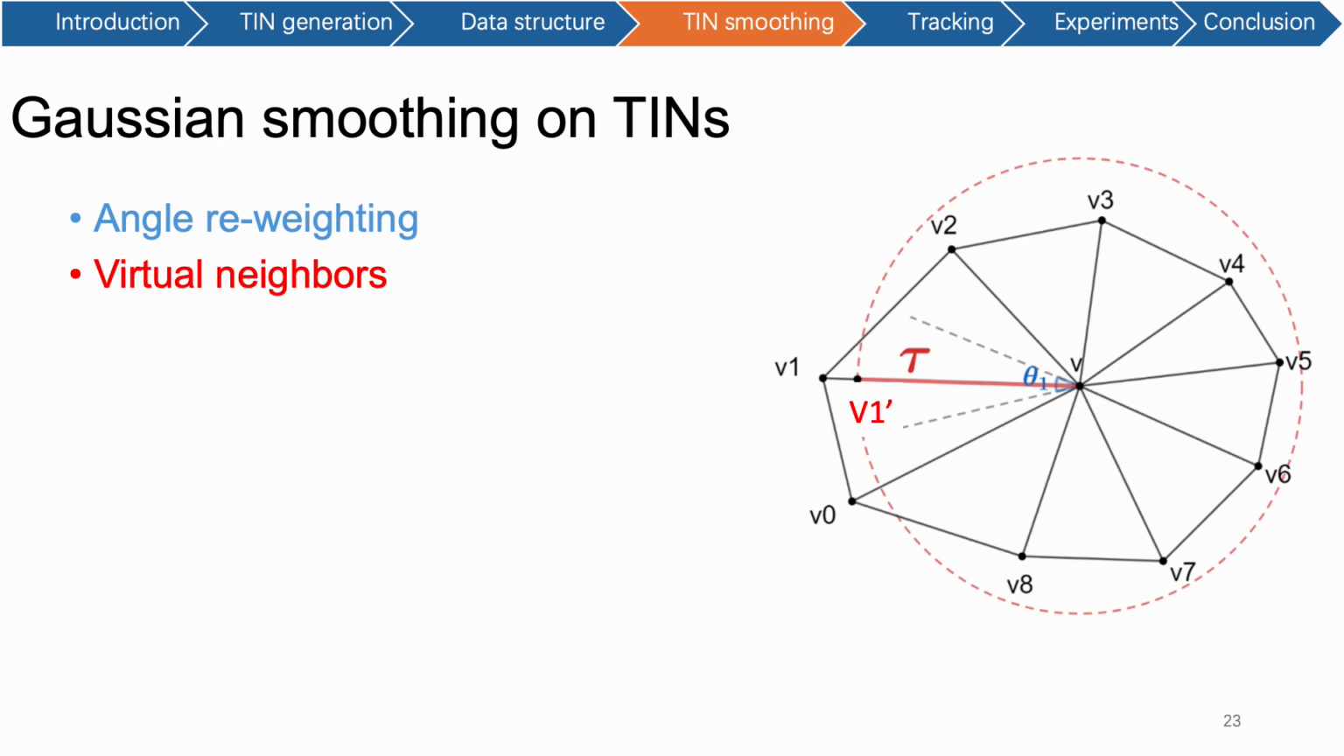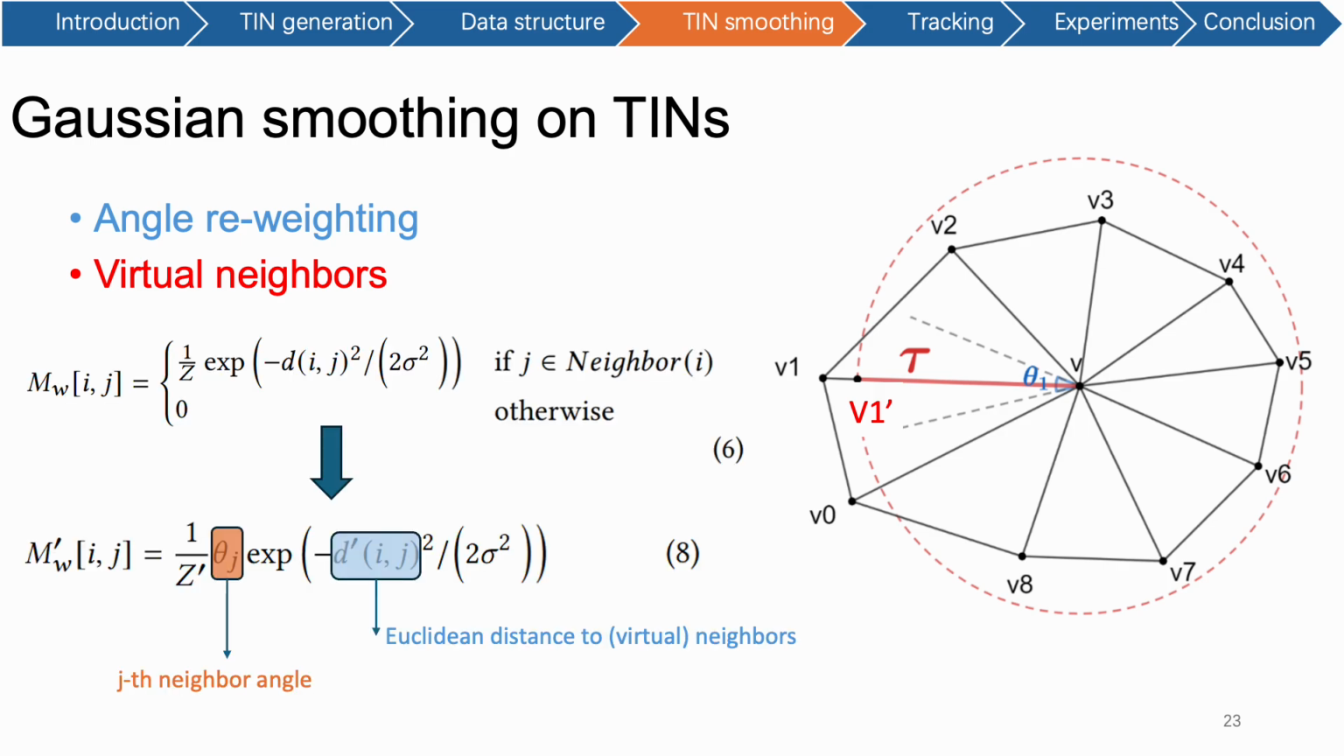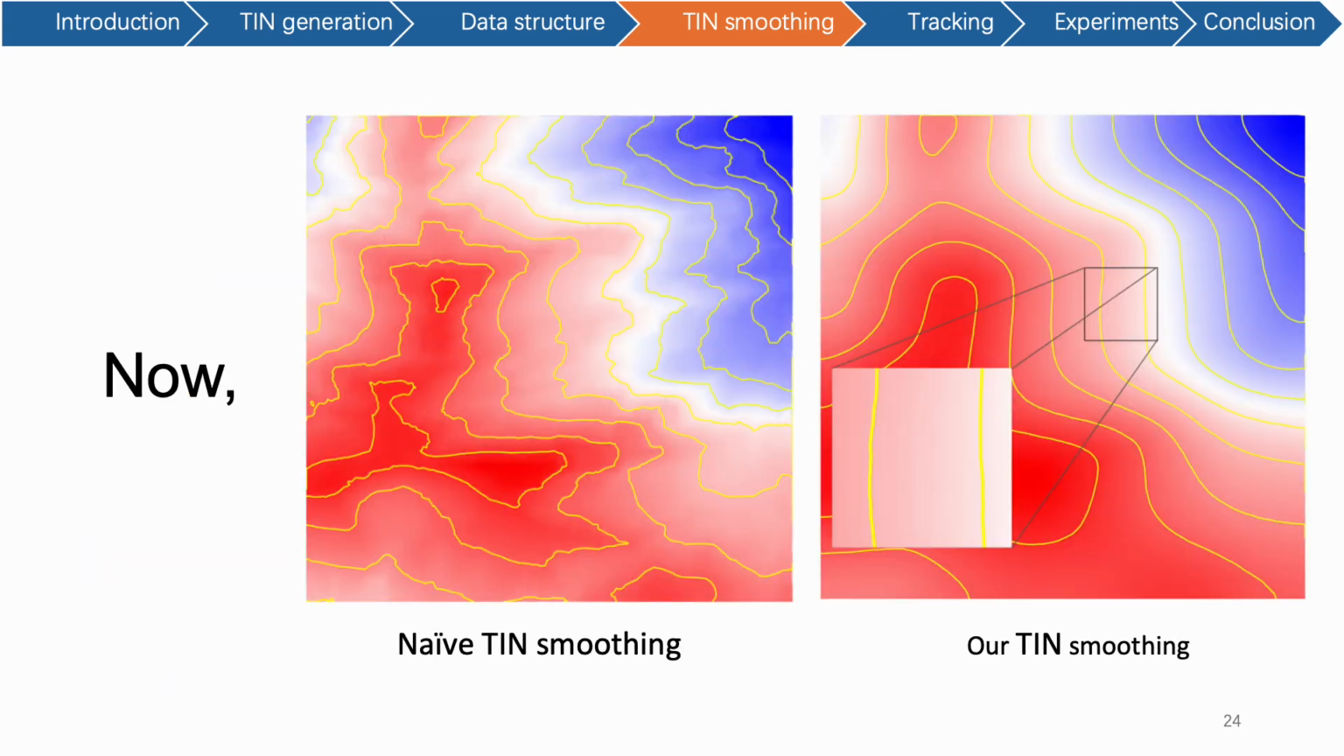And a virtual neighbor is introduced for each edge longer than a threshold to avoid its contribution vanishing, because Gaussian smoothing is inverse quadratic to the edge length. For the neighboring vertex V1, V1 prime is introduced, interpolated on the edge between V and V1, and kept updated during the transition. With this improvement, our TIN smoothing result is aligned with the image smoothing result.